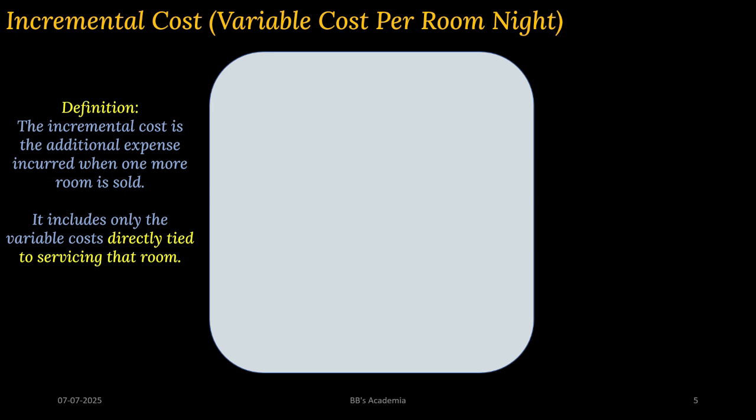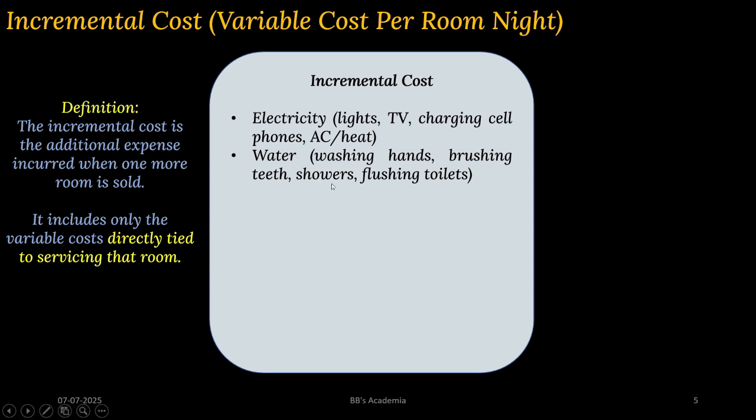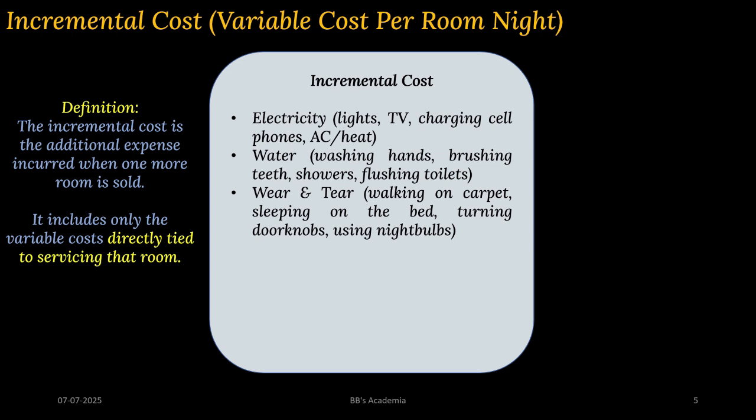Let us try to explore the different kinds of variable cost or incremental cost. First of all, electricity. Whenever a guest is taking up a room, these expenditures start occurring. Electricity, lights, TV, charging cell phones, AC or room heaters, all will be in operation. So that will be charged. Water will be utilized: washing hands, brushing teeth, showers, flushing toilets, all these things. Water will be consumed, so for that also cost will be incurred.